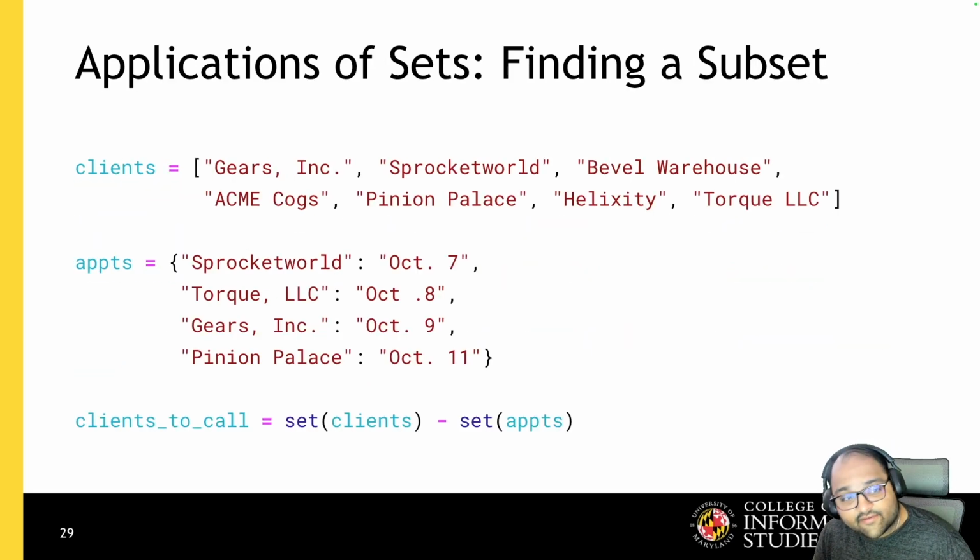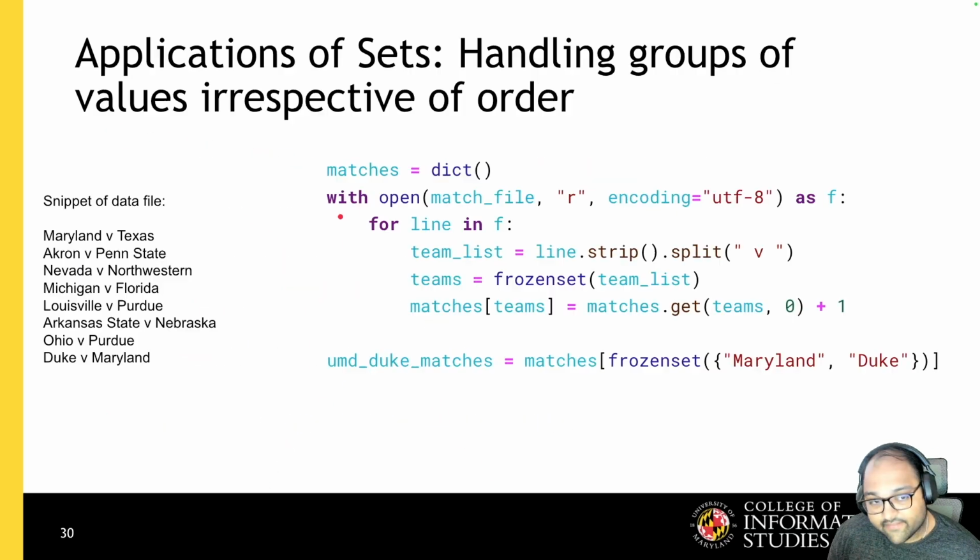Or you could find a subset. So for example, you have clients and appointments, right? You can do the set of clients minus the set of appointments, which would allow you to get the difference of those two. So you would see, okay, looking at this, Torque LLC is in both. So you found, basically, who is the subset. Is appointments a subset of clients, actually? You see Sprocket World is, Torque is, Gears is, Pinion Balance is, so this would be a subset.